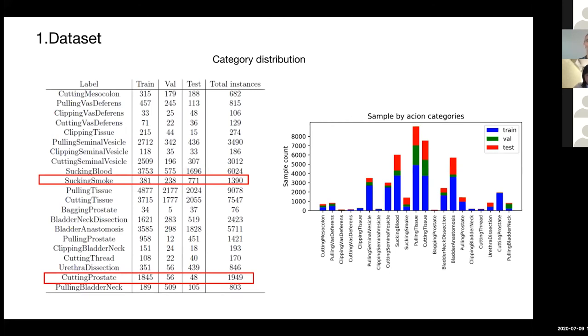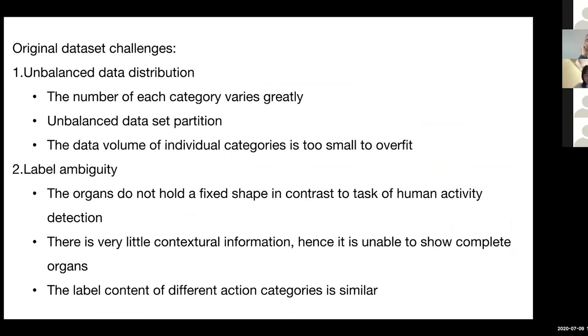Firstly, we noticed that the dataset is extremely unbalanced. For example, the smallest ratio between the training set and the test set is only 0.49, while the biggest ratio can almost reach 40. We can also observe this phenomenon more intuitively through the histogram on the right side. So it is easy for us to reach the following information. The number of each category varies greatly. The dataset is unbalanced, and the data volume of individual categories is too small, so the model is prone to overfit in the period of training.